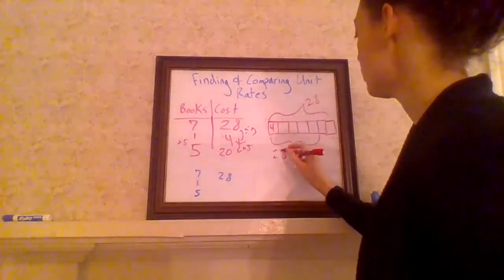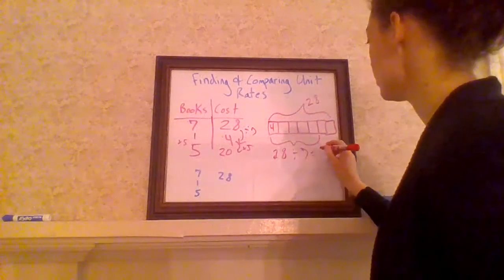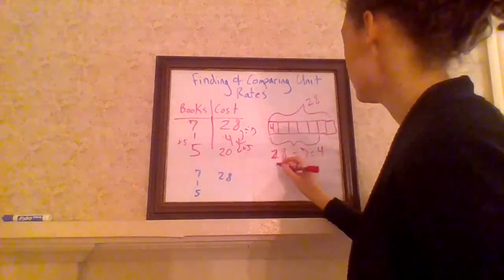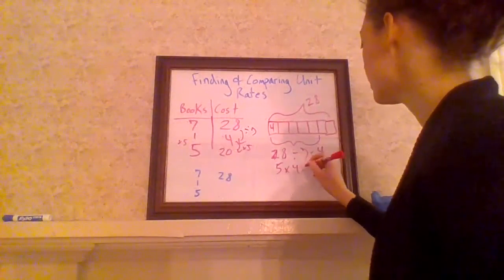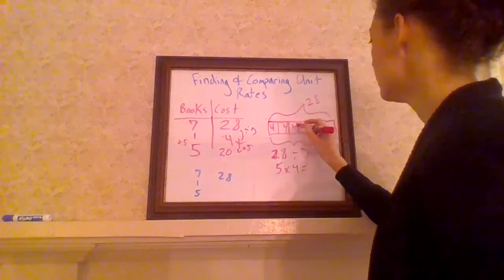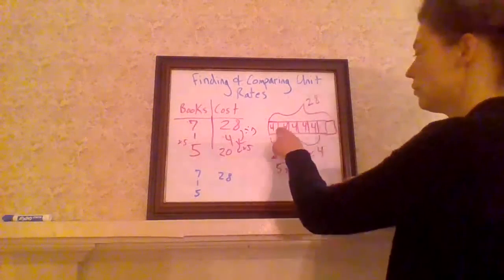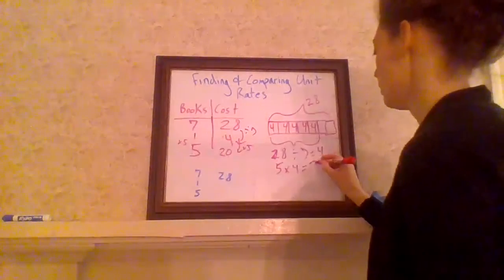So we have 28 divided by 7 equals 4. 5 times 4 equals 4, 8, 12, 16, 20.